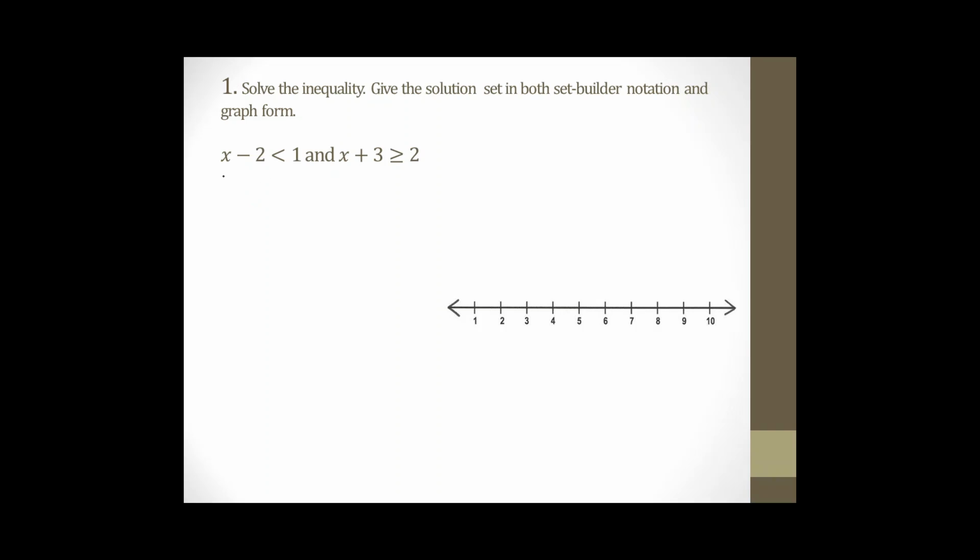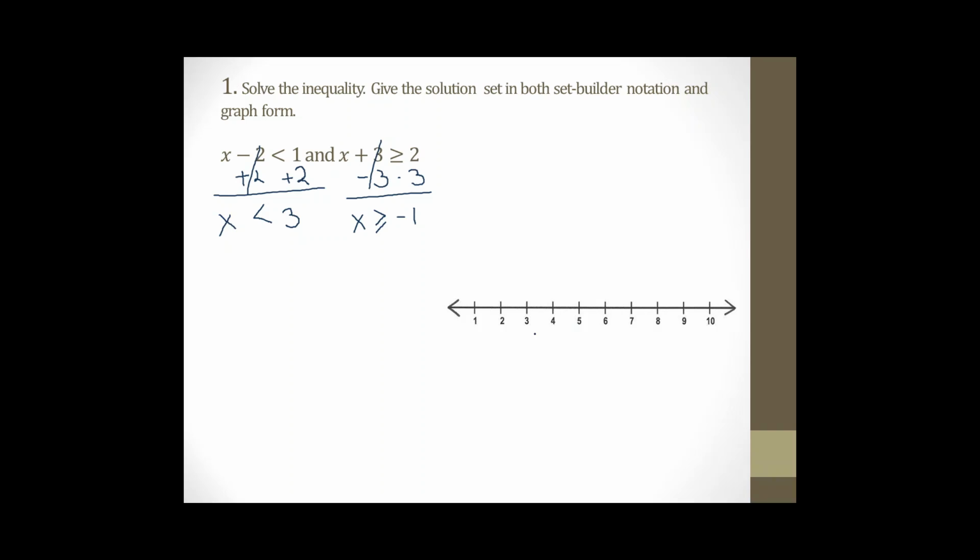So let's start over here. x minus 2 is less than 1, and let's move the 2 over by adding it to both sides of the inequality. So we get x is less than 3. Now let's do the same thing on the other side. Isolate the variable, so let's subtract 3 from both sides, and we have x is greater than or equal to -1.